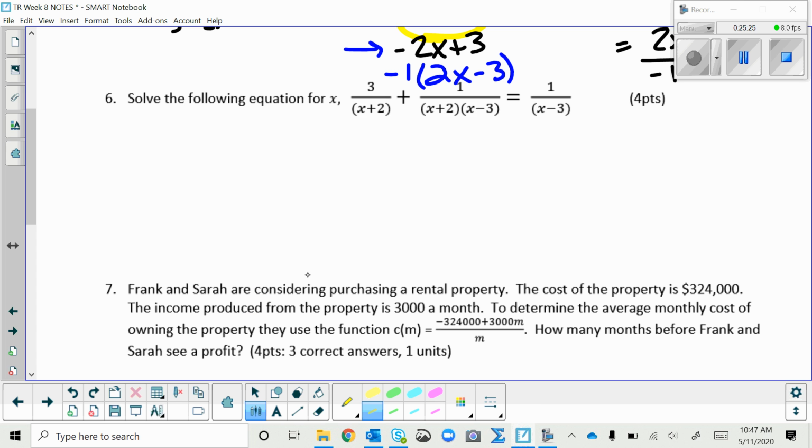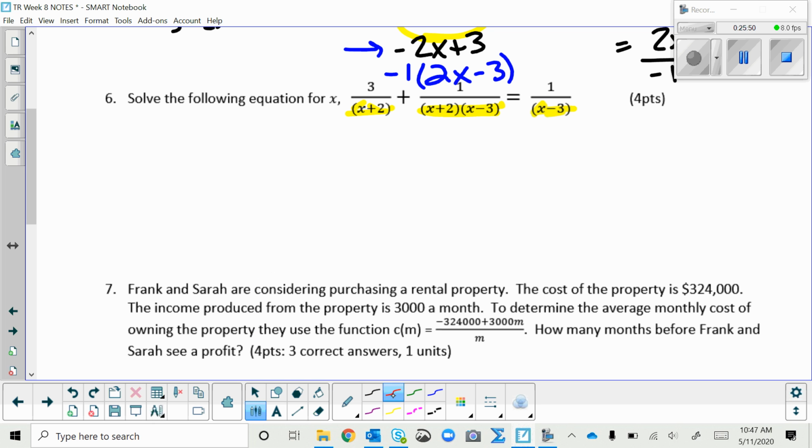The first denominator is x plus 2. The second one is x plus 2 times x minus 3. And the last one is x minus 3. We need them all to be the same. And so that means we need to multiply the denominators by something that makes them match the rest of the denominators. And this is where we're going to start.